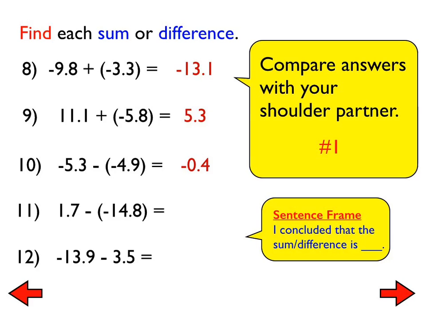Number 11, we add the opposite. That turns into 1.7 plus positive 14.8. We have 16.5 more positives than negatives. I noticed that the difference is 16 and 5/10. And then number 12, I'll use that new sentence frame that somebody mentioned. I ascertained that the difference is negative 17 and 4/10.